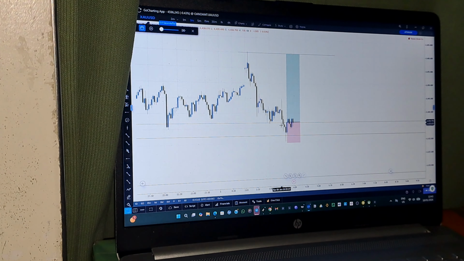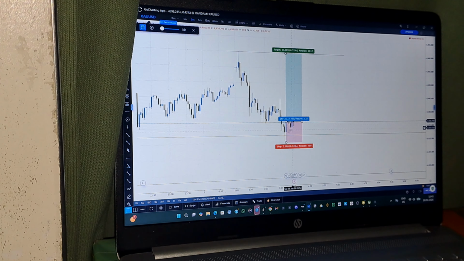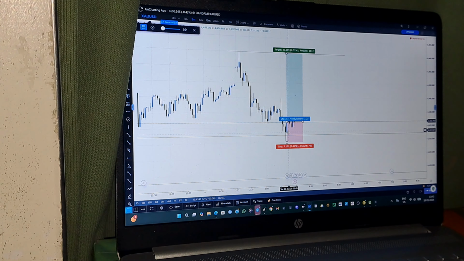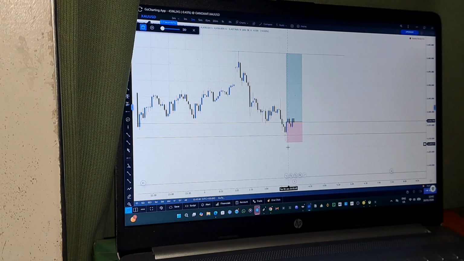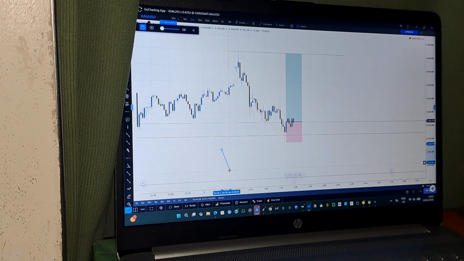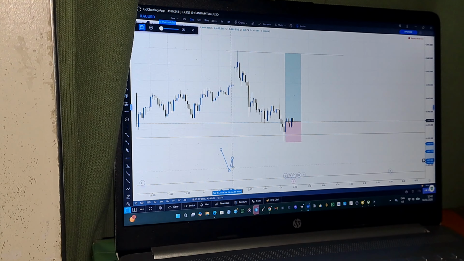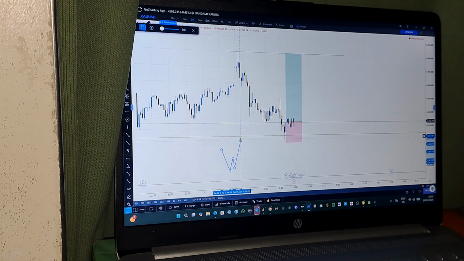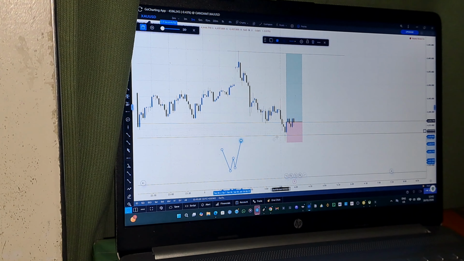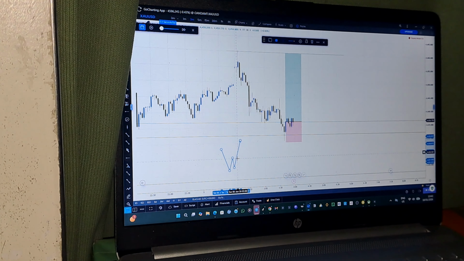On the 3 minute, I'll be looking for a bullish engulfing candle or this kind of pattern. As you can see, a pattern like this: the next low is higher than this, then price continues up. But for now, at the moment, I'm looking for a bullish one. I can see already one confirmation, a bullish engulfing candle.